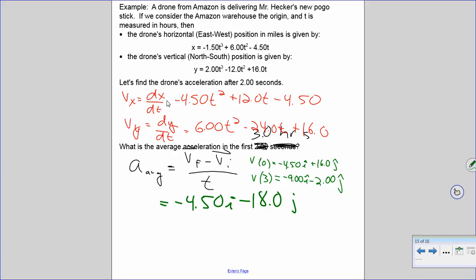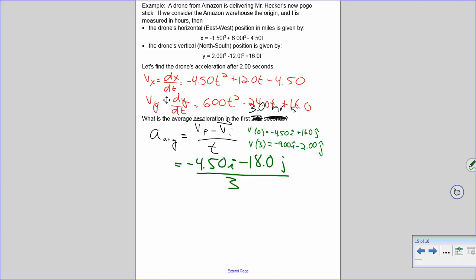Did I do that too quick? I just did my Vf minus my Vi. And then I'm going to divide it by my time, which is 3 hours. Cool? And you can just divide component-wise. So negative 4.5 divided by 3, this is what I forgot to do on the homework. So negative 4.5 divided by 3 gives you negative 1.5 times i.